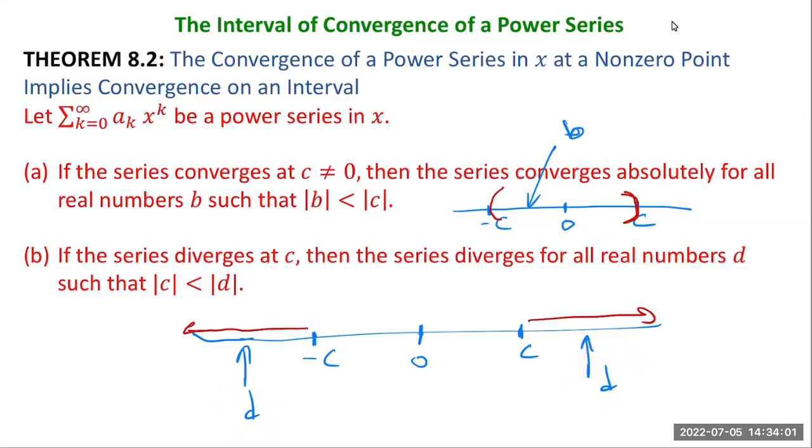Okay, and again, the first part tells you that if your series converges at a non-zero point c, then it converges in an interval. For any value in this interval, your power series converges. On the other hand, the next part tells you that if your power series diverges at a point c, then it diverges for all the values in these two intervals. All right, that's what that theorem says. I want to prove the first part. I'm only going to prove the first part, and I will leave the second part as an exercise for you to try. Let's start with the proof.